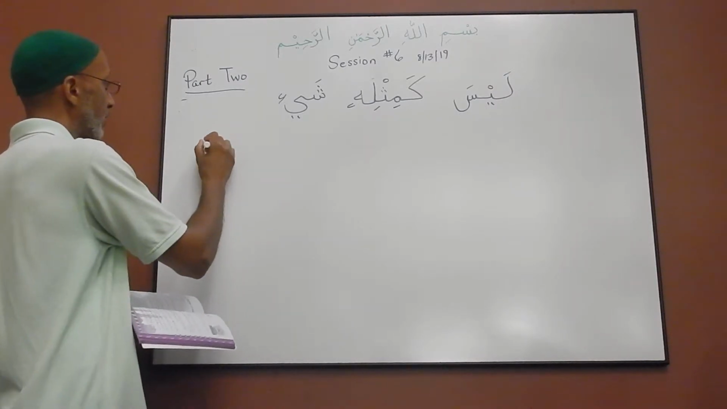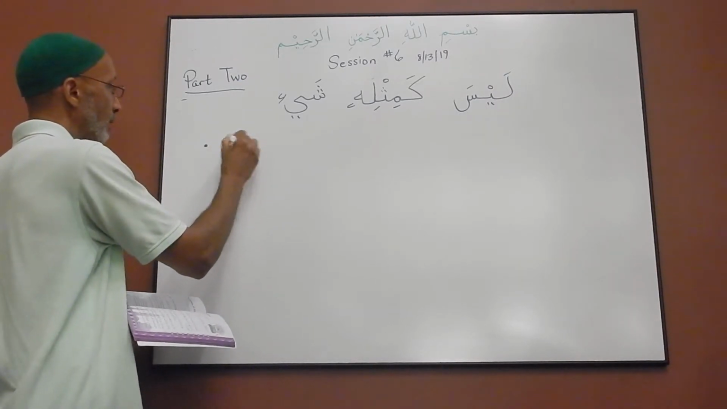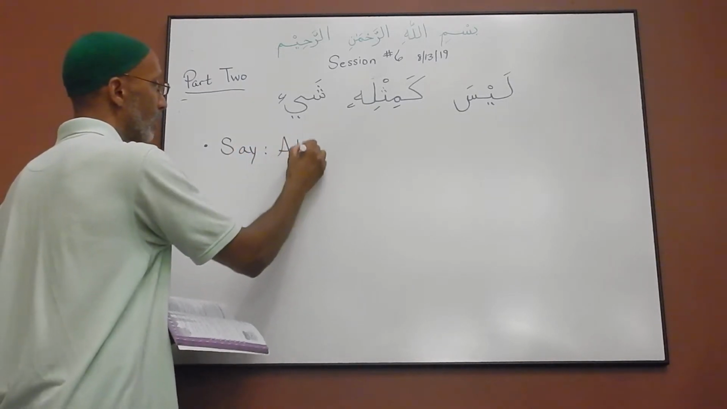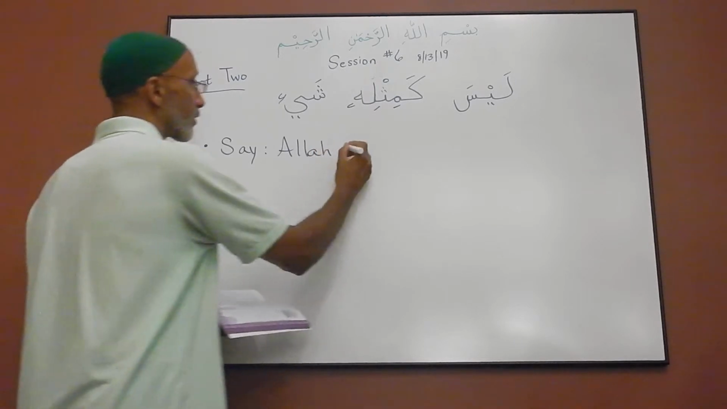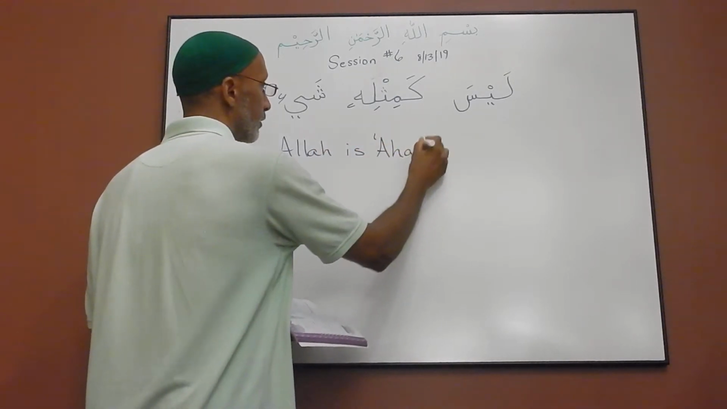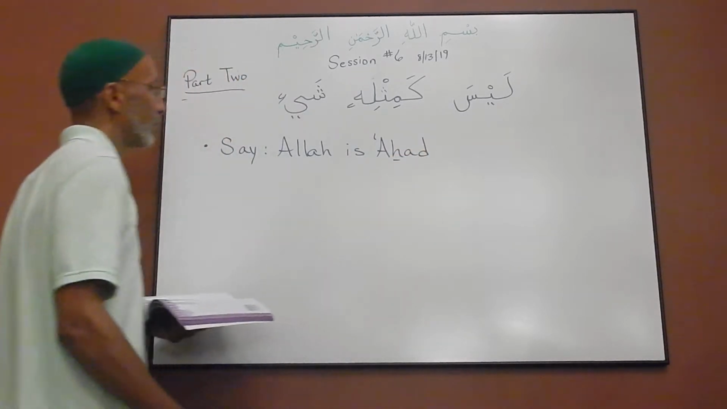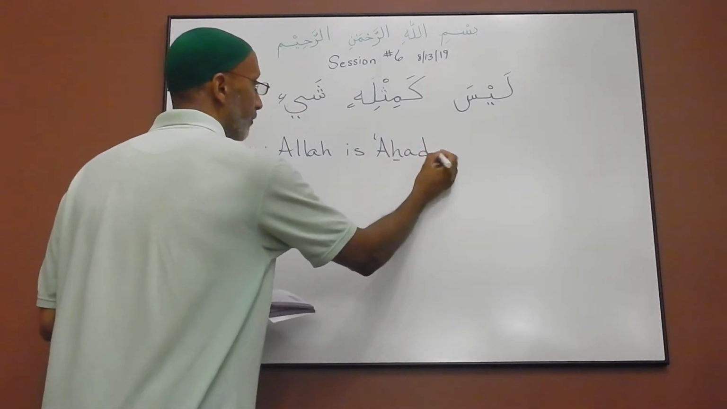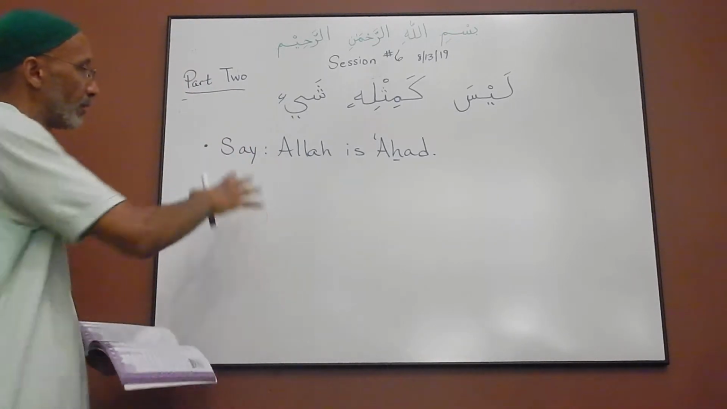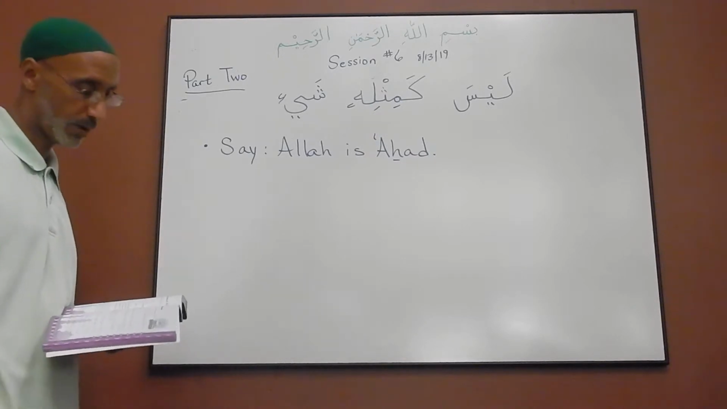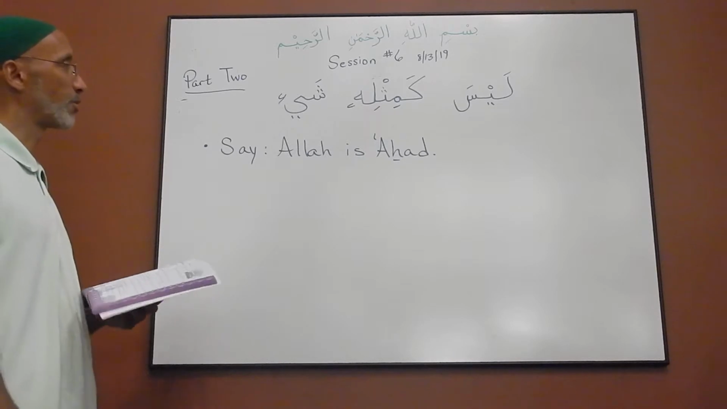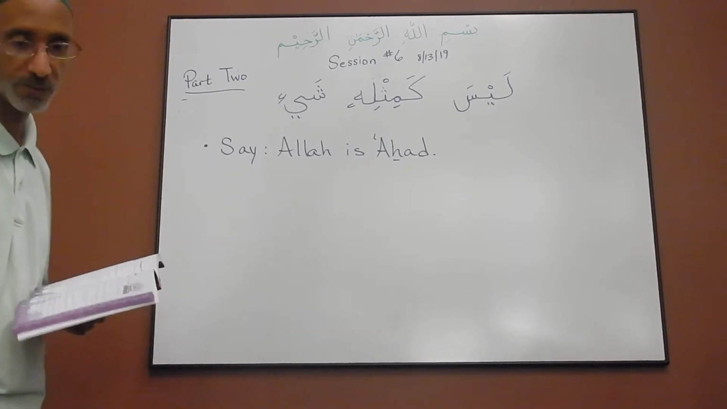Qul huwallahu ahad. What does it mean? Say, meaning, O Muhammad, say to them, tell the people, Allah is ahad. And then we're going to break this down. So if you want to copy this is good because we're going to give the explanation. I'm going to take it and break it down. Okay, as you wish. That's a good idea.